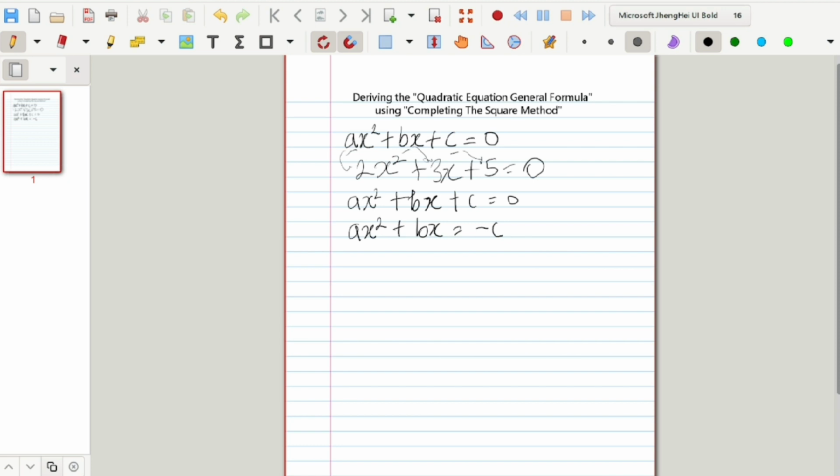Next step says divide all through by the coefficient of x squared, which is supposed to be a number, but here you have it as a. So we divide through by a, so it will be ax squared over a plus bx over a equals minus c over a. So the a cancels out. If you are left with bx, you can't cancel it out, so it will be x squared plus b over a x equals minus c over a.